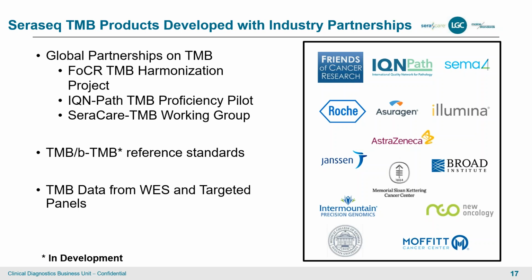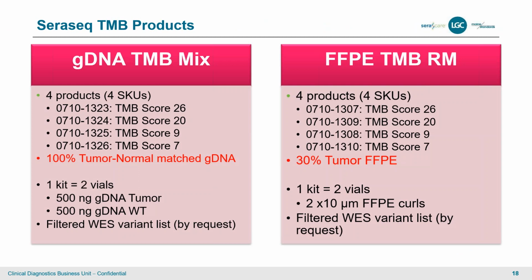And you see all the players on the right side. These are all players that are really huge in our industry, with tremendous experience and expertise: Friends of Cancer, Roche, Illumina, the Broad Institute, AstraZeneca in Europe, and so on and so forth. So we really took the time to work with the experts to say, what variants would you like to see and what levels would you like to see and why? We have the technology and the know-how to build it, but we really want to have the experts weigh in on this. This is what led to all our products. And I'll give you a snapshot of the power of having a reference material in a couple of slides. So we have two different formats for the TMB.